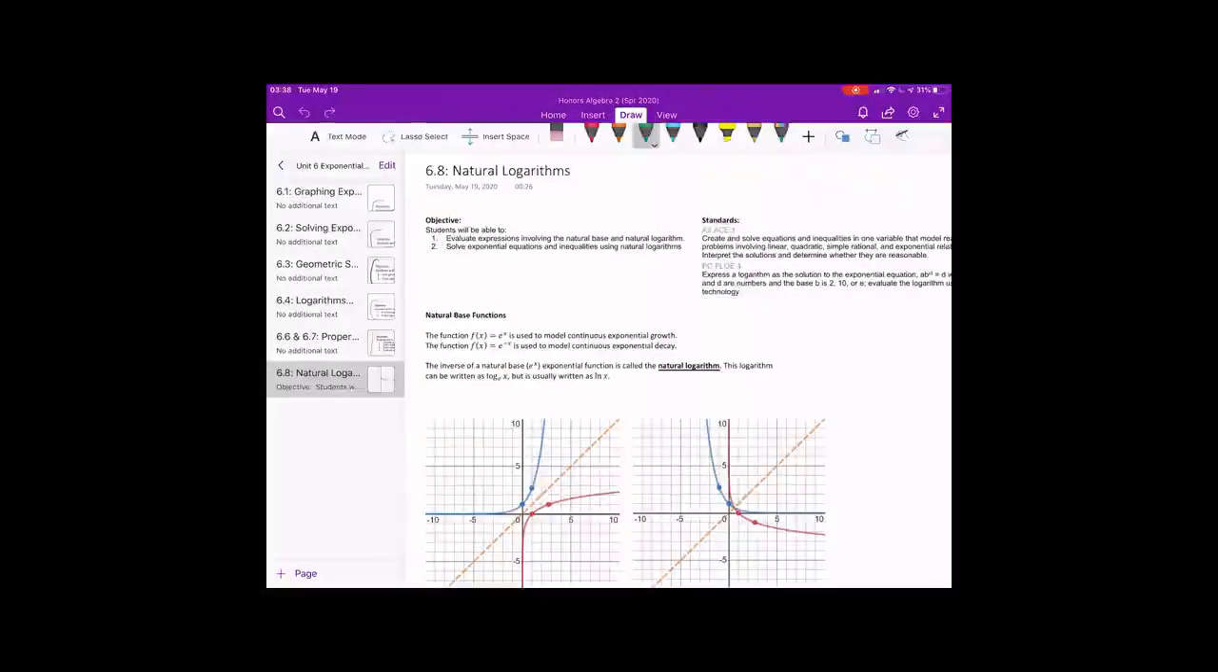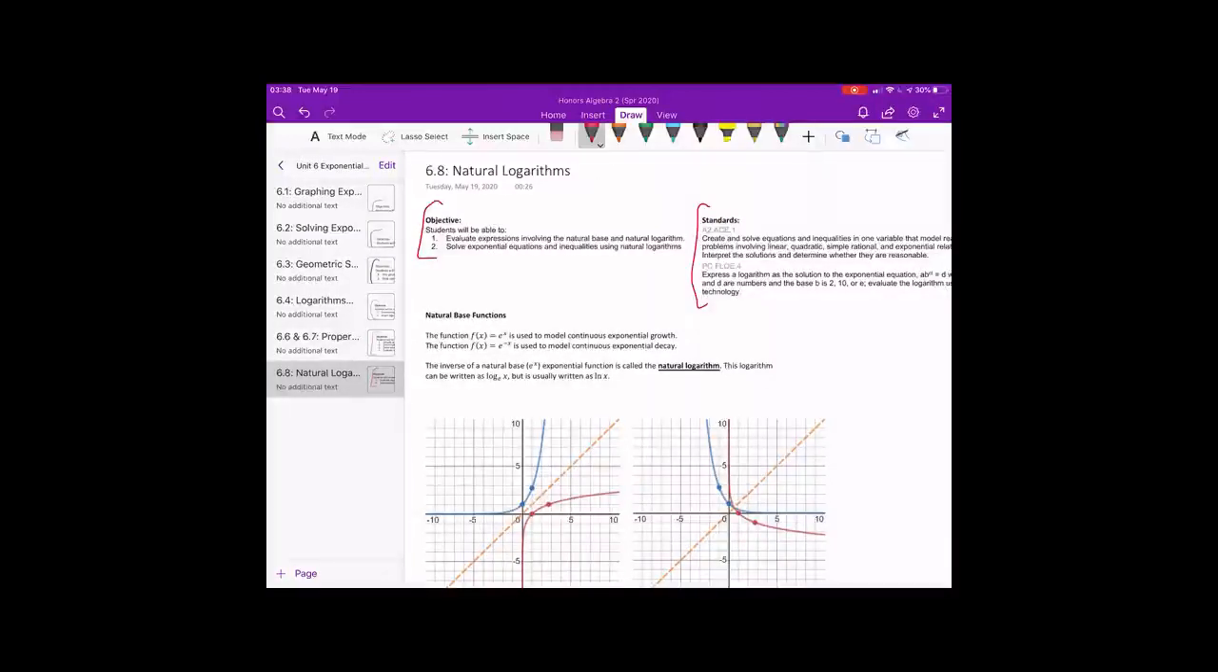Hey there, we're going to look at 6.8 today on natural logarithms. Our objectives are to be able to evaluate expressions involving the natural base and natural log, and to solve exponential equations and inequalities using natural logs. We're still in our two standards that we're going to be working on all week, which are ACE 1 and FLQE 4. And so let's talk about the natural base.